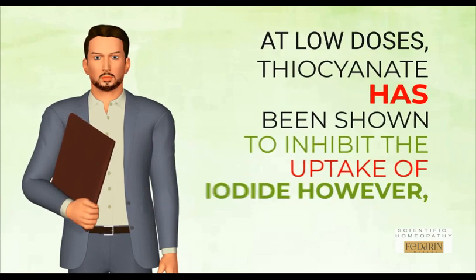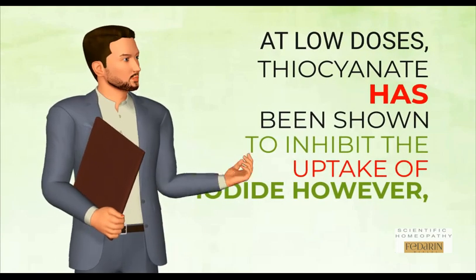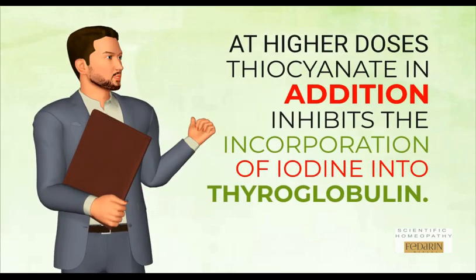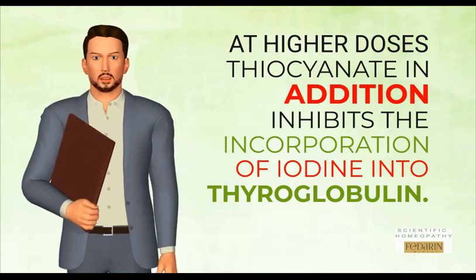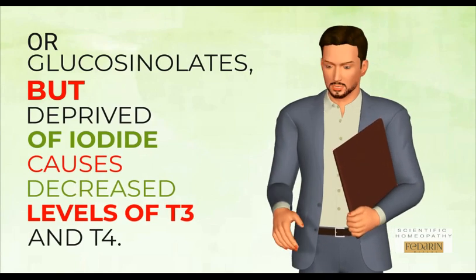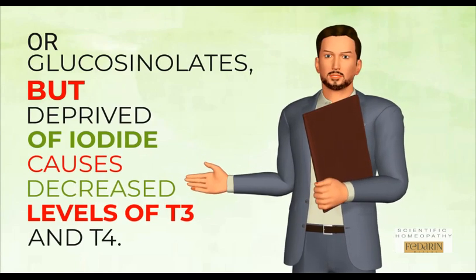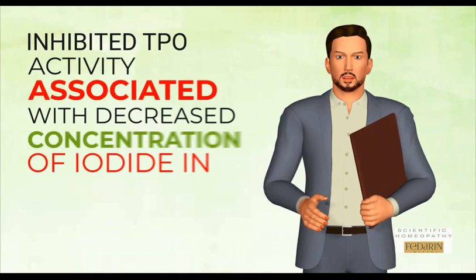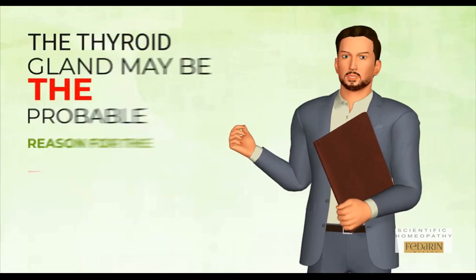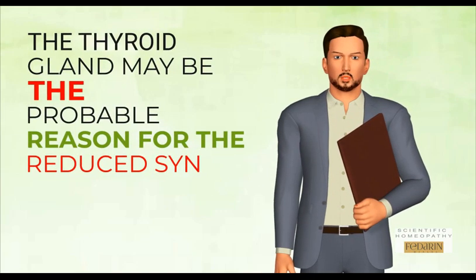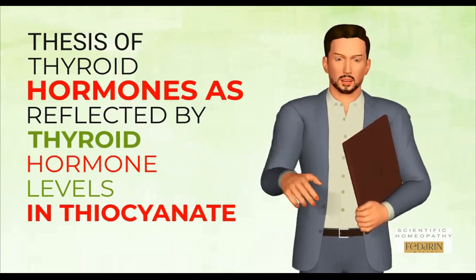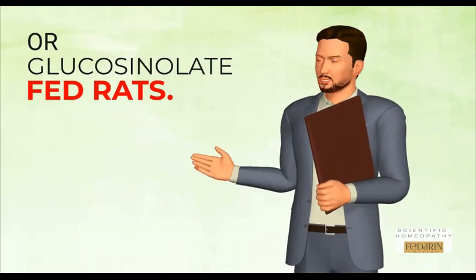At low doses, thiocyanate has been shown to inhibit the uptake of iodide. However, at higher doses thiocyanate in addition inhibits the incorporation of iodine into thyroglobulin. A diet rich in thiocyanate or glucosinolates, but deprived of iodide, causes decreased levels of T3 and T4. Inhibited TPO activity associated with decreased concentration of iodide in the thyroid gland may be the probable reason for the reduced synthesis of thyroid hormones, as reflected by thyroid hormone levels in thiocyanate or glucosinolate-fed rats.